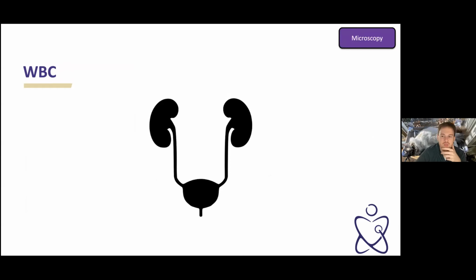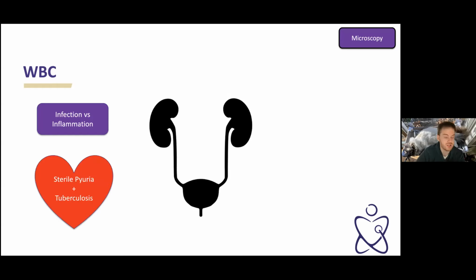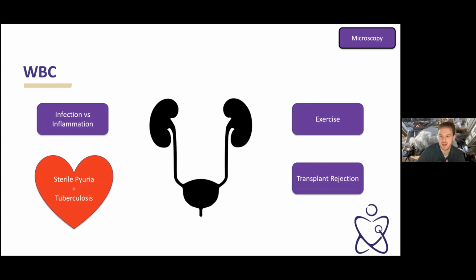So WBCs, as we know, are reflective of inflammation and infection. Large numbers, usually greater than 30 per high-powered field, can highly suggest infection. They can originate from anywhere in the GU tract: the kidneys, the ureters, the bladder, prostate, urethra, and can truly be seen in all kidney disease. So UTIs, infections like tuberculosis and sterile pyuria, those two genuinely have a loving relationship. Exercise can actually induce these as well. Malignancy, transplant rejections, AIN, glomerular nephritis.